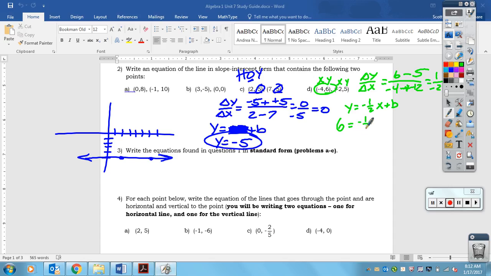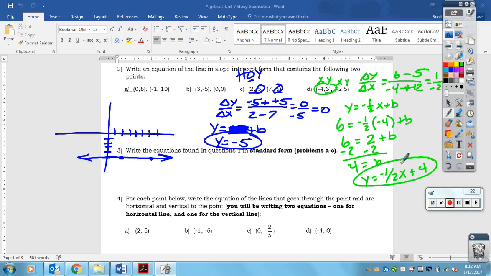6 equals -1/2 times -4 plus b. Half of negative 4 is a positive 2, because a negative times a negative is a positive. 6 equals 2 plus b, so b equals 4. y equals negative 1/2 x plus 4. If I was doing the point-slope method, I could still do all of that, and I could plug in either one of those points and still get the same answer, because I'm looking for slope-intercept form, y equals negative 1/2 x plus 4.